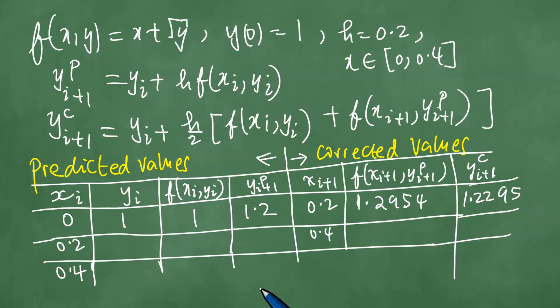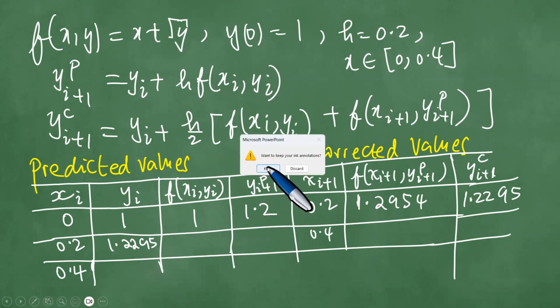$1.2295. Okay. And then this y we got is actually the y we use here. 1.2295. After we got that, we have the x and the y, and then we can get this one. According to the differential equation given, it is x plus the square root of y. So x is this plus the square root of this. I'm just going to resort to the calculator to make sure we get the correct answers here.